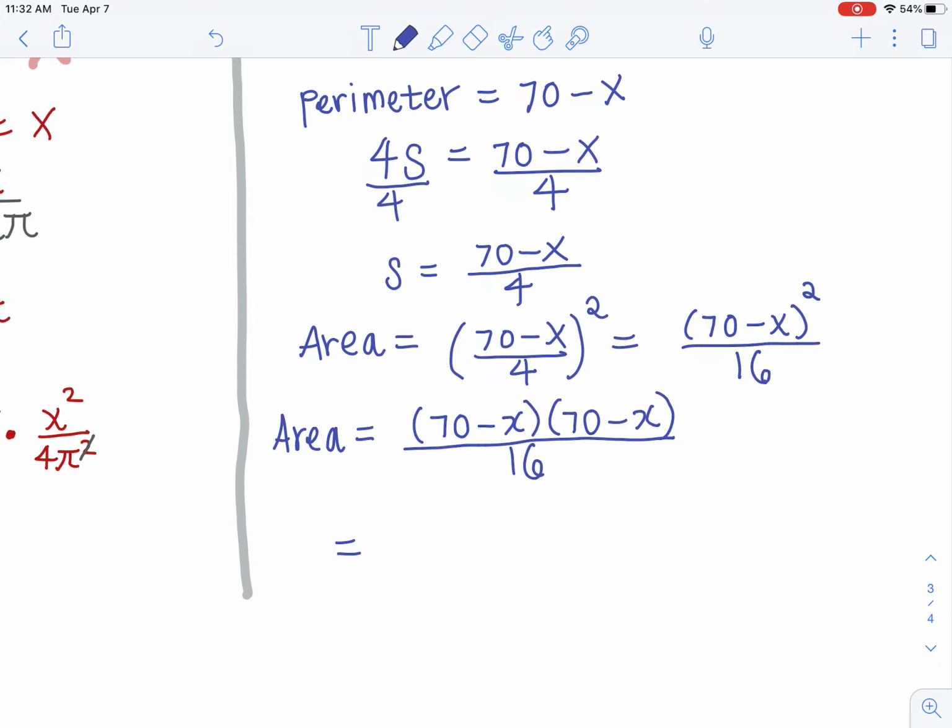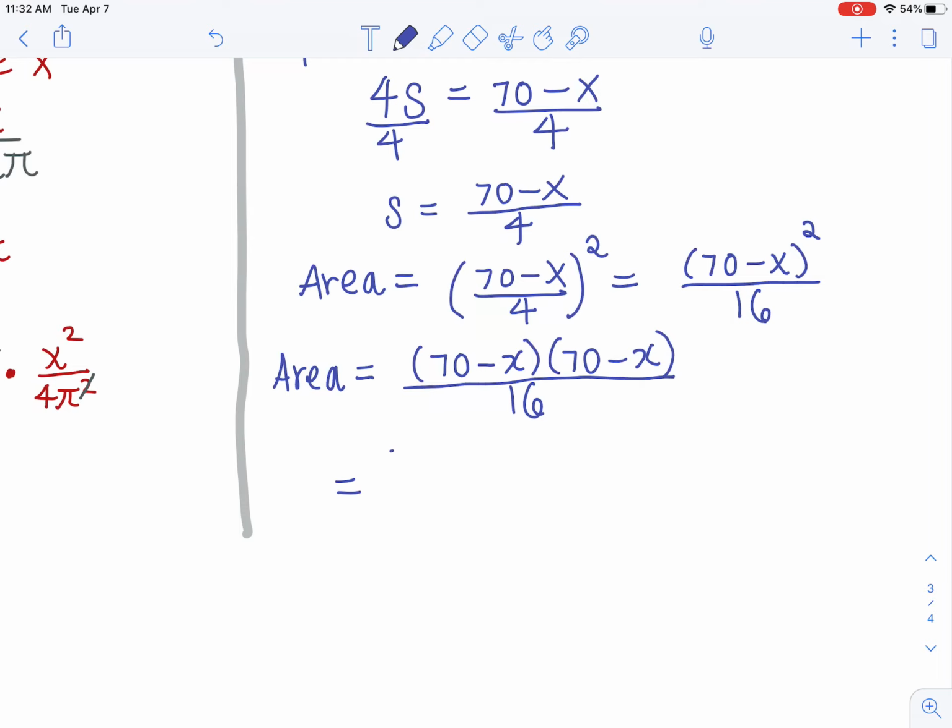So I'll do the heavy work or FOIL work right here so that my derivative is going to be really easy. So I'm going to square the numerator. And if I square that numerator, I will get 70 times 70, that will be 4,900. The middle term will be negative 70x plus another negative 70x, so we'll get negative 140x. And then negative x times negative x will give us plus x squared, all over 16.